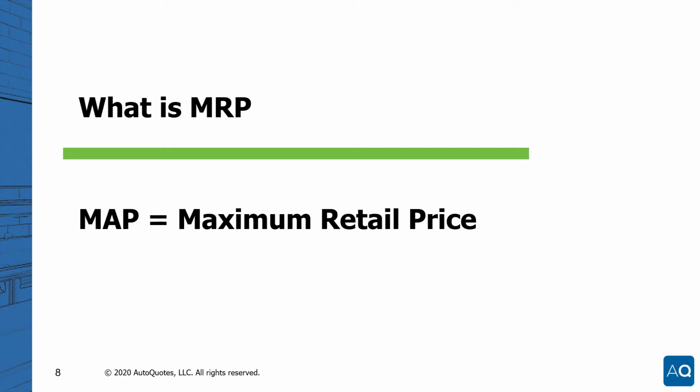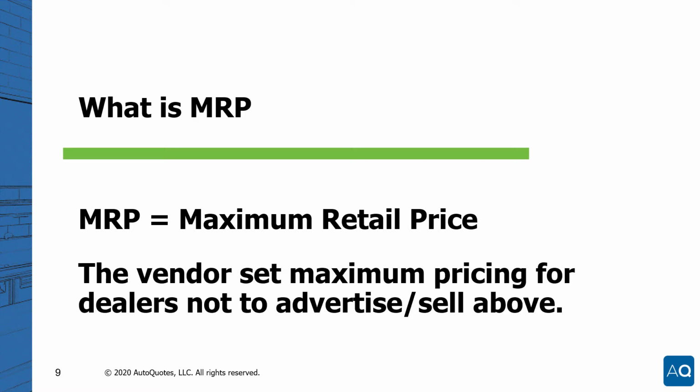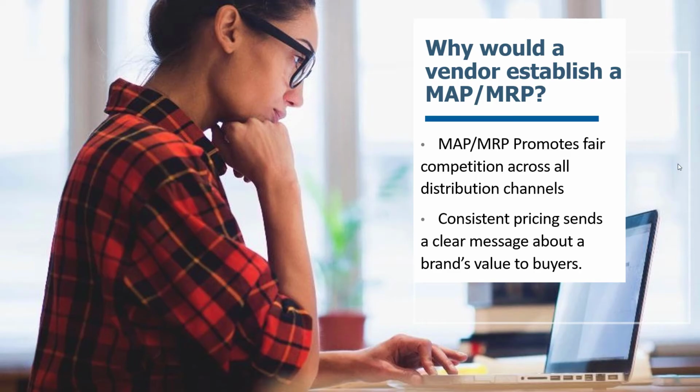An MRP is a maximum retail price. The MRP is the vendor set maximum price for a product, and dealers are advised not to sell or advertise above that price. Why would a vendor want to establish an MAP MRP?